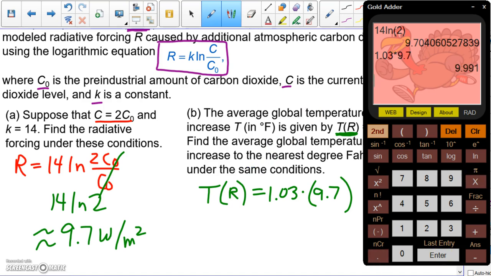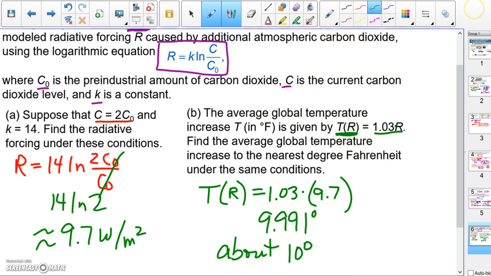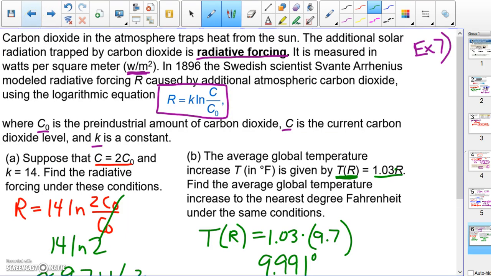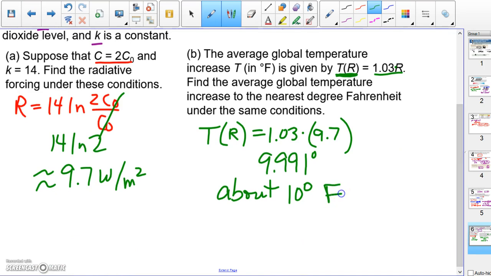We get 9.991 degrees, or about 10 degrees. So that's the average global temperature increase. Oh, probably should say that's in Fahrenheit. About 10 degrees Fahrenheit.